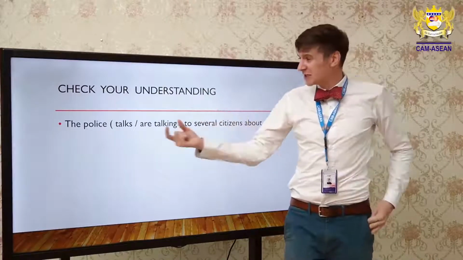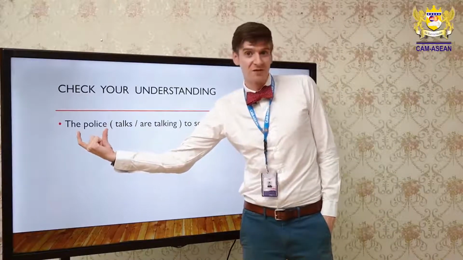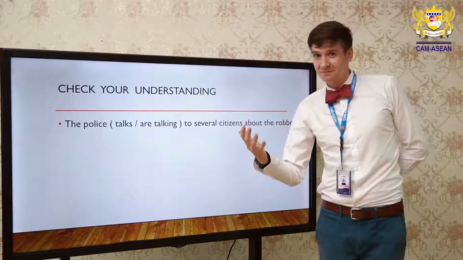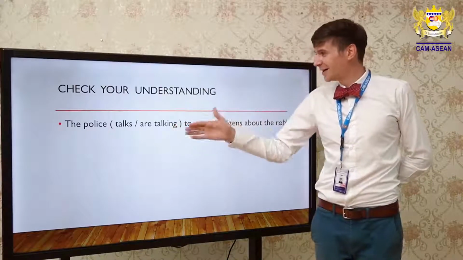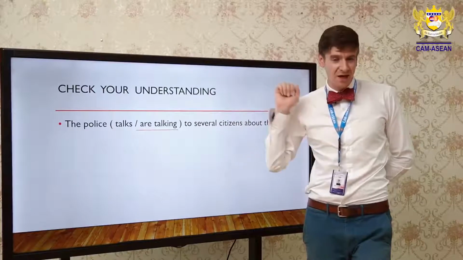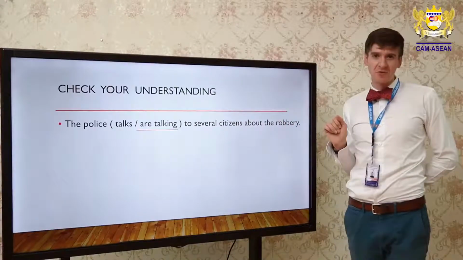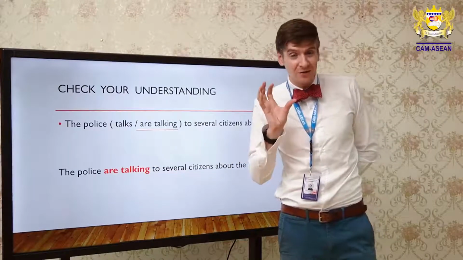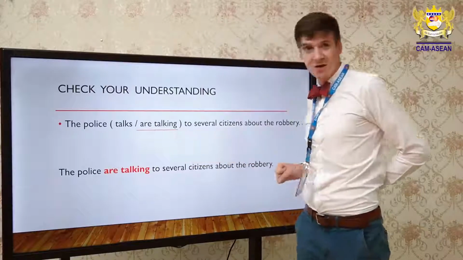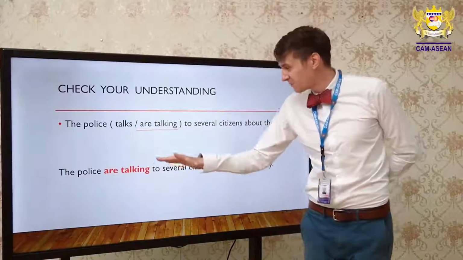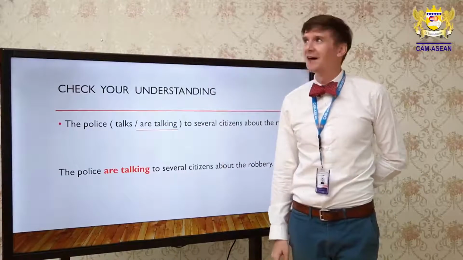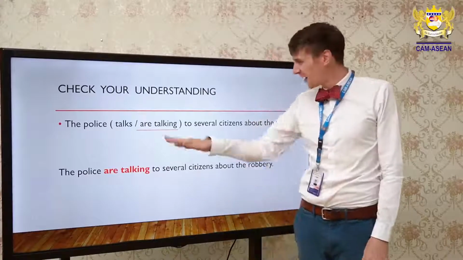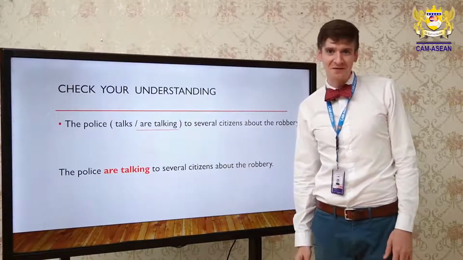So we can look at this. We see the subject right here. Check it out. It's the police. Here's our subject. Are talking. The police are talking right there to several citizens about the robbery. We know because it looks like what we are looking for. We're looking for a subject, a to-be verb, and an ing verb. It's the same thing as present participle. We found it right here. That's nice.